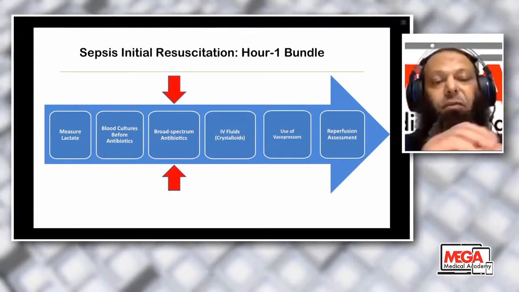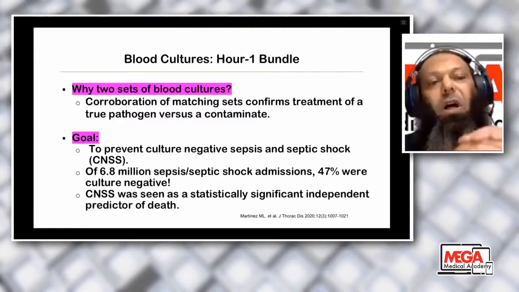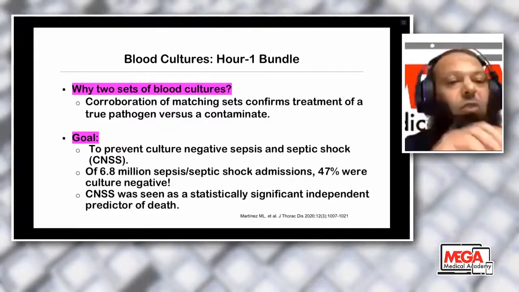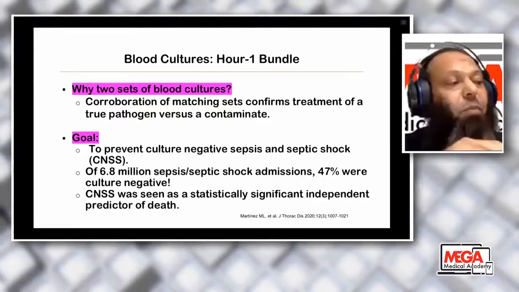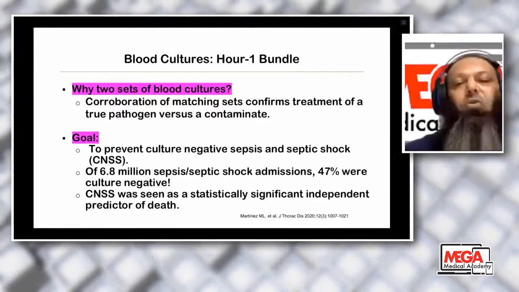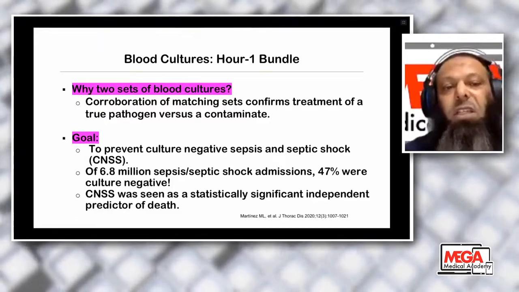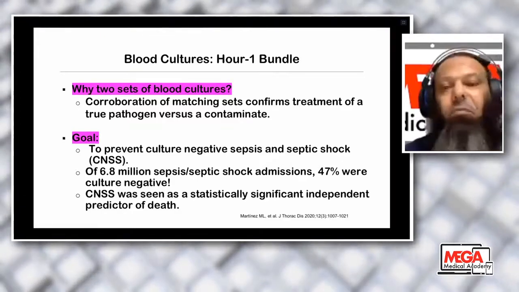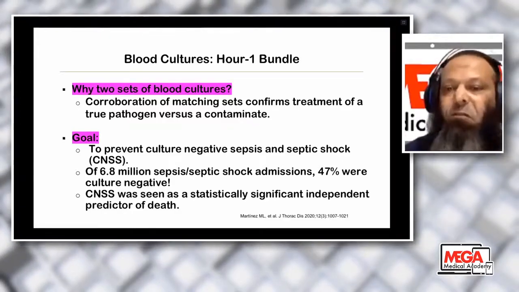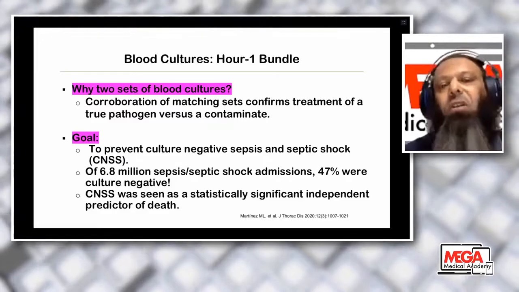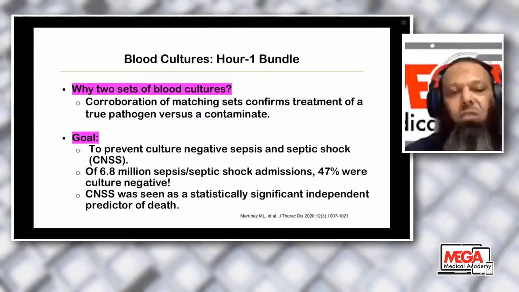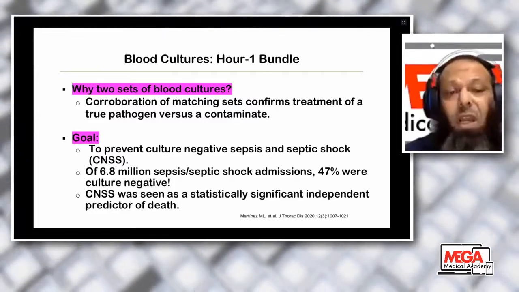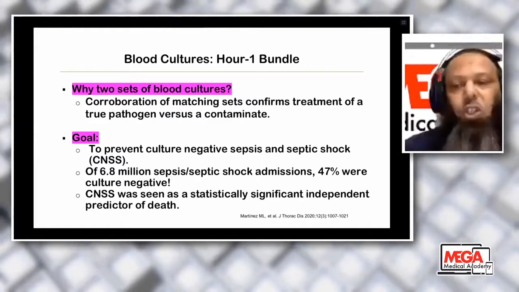Before moving to antibiotics or the blood culture, Hisham already spoke about it, but I would like to add this slide. Why do we usually recommend, or the Surviving Sepsis Campaign recommend, 2 sets of blood cultures? First, because of the incorporation of matching sets. It confirms the treatment of a true pathogen, not a contaminant. This is why we use 2 sets, not 1 set. The goal is to prevent culture negative sepsis and septic shock.